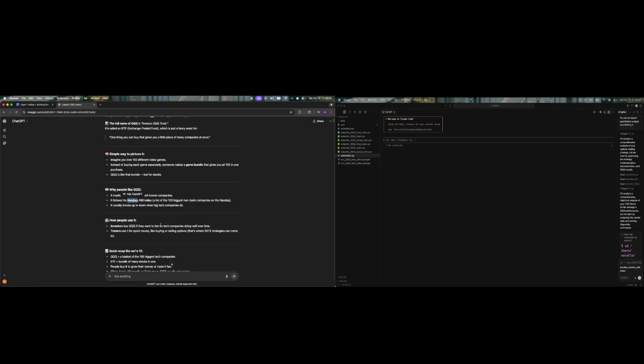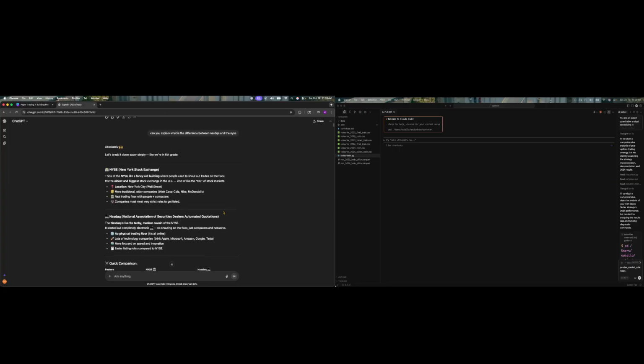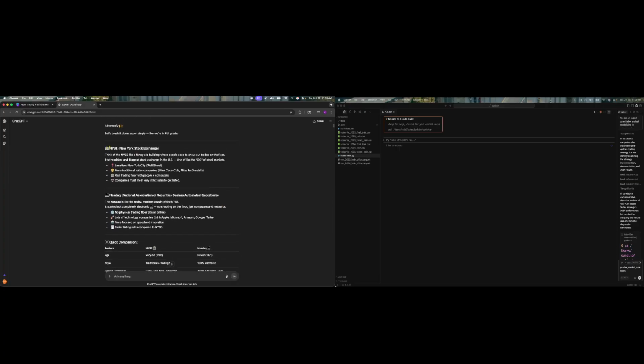This is just a quick refresher before we jump back into our strategy, so we all can understand what we're doing. I'm just going to quickly go over this. It follows the Nasdaq 100 index. It lists the top 100 biggest non-bank companies on the Nasdaq. So what's the biggest difference between the NYSE, New York Stock Exchange, and the NASDAQ, the National Association of Security Dealers and Automated Quotations? No wonder it says NASDAQ.